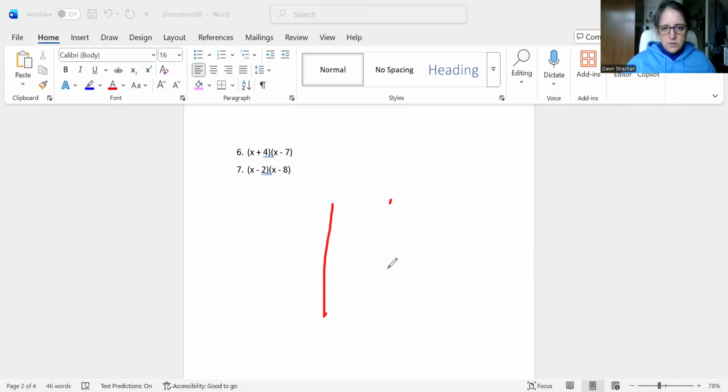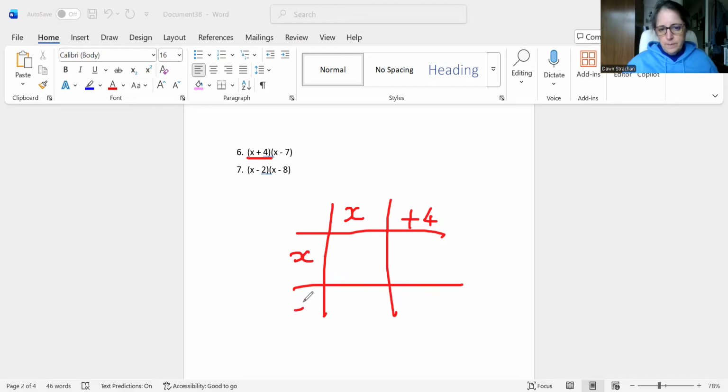So we draw ourselves our noughts and crosses grid. And we'll put the brackets inside. So I'll put x plus 4. So that's the first bracket here. And x minus 7. That's the second bracket that I've put down there. So once again, x times x equals x squared. 4 times x is 4x. Minus 7 times x gives us minus 7x. And minus 7 times positive 4 is minus 28. Okay. So then we simplify it all out.